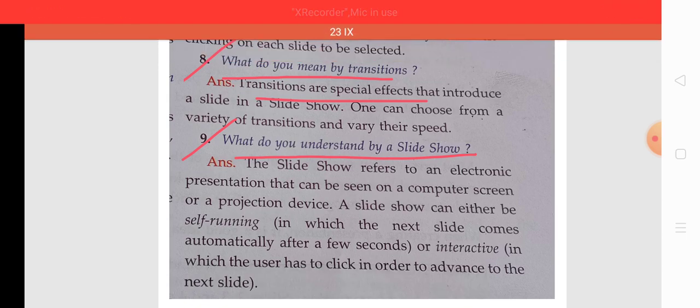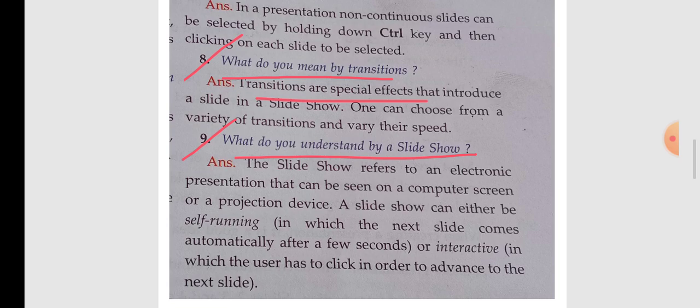So the slideshow refers to an electronic presentation that can be seen on a computer screen or a projector device. Most of the time we use a projector to see the slideshow, because we basically address a group of persons or a number of persons at the same time. So we use a projector so most of the people can easily see our slides. And a slideshow can either be self-running, which means the next slide comes automatically after a few seconds, or interactive, in which the user has to click in order to advance to the next slide.